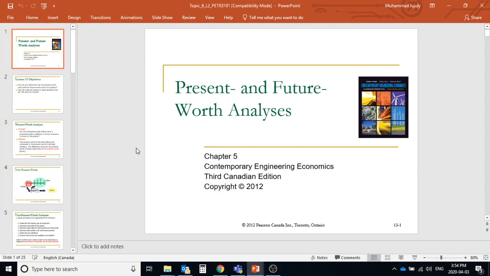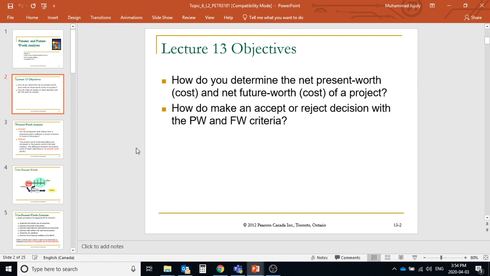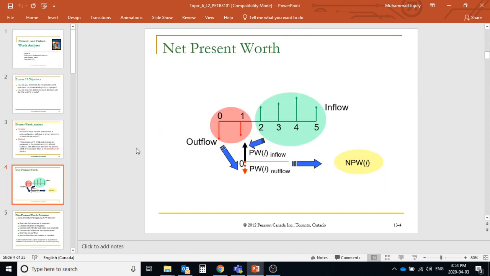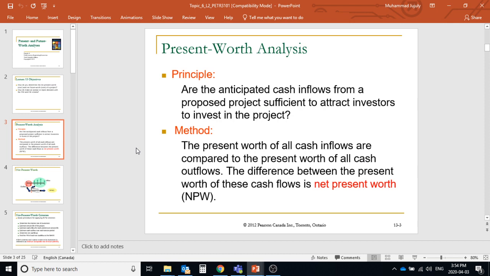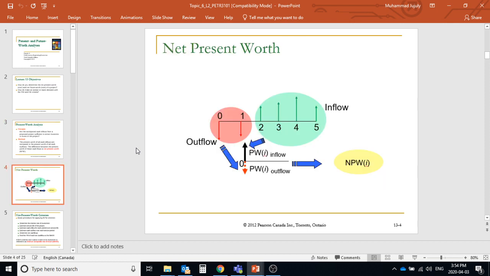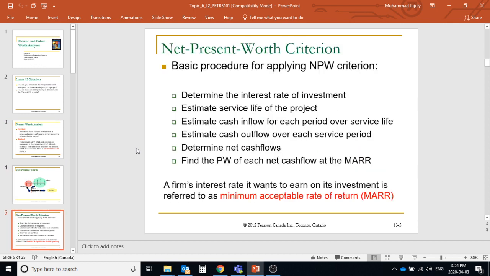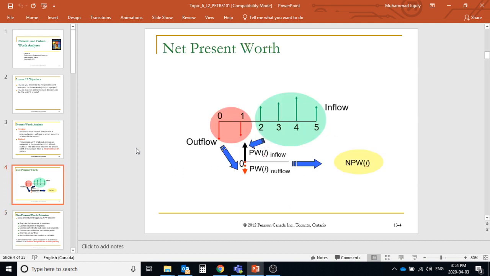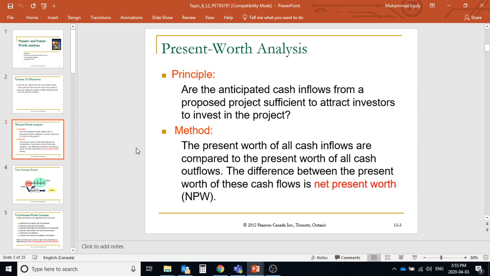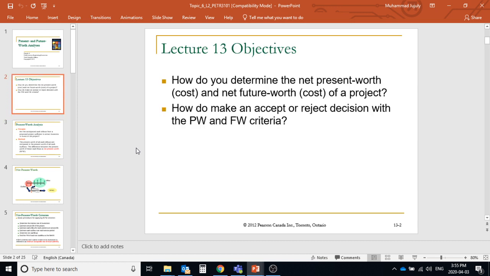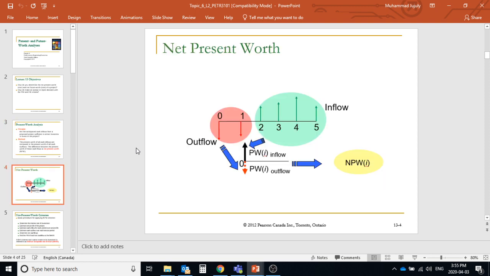In lecture 2, we make a baseline, and that baseline is the introduction of NPW or NPV. From NPV, we determine whether the project makes sense or not. So this covers the accept or reject decision-making criteria.